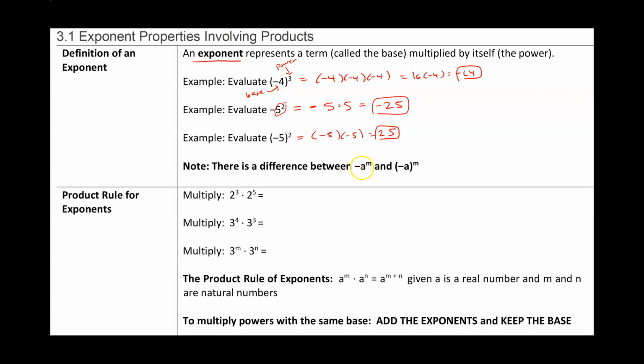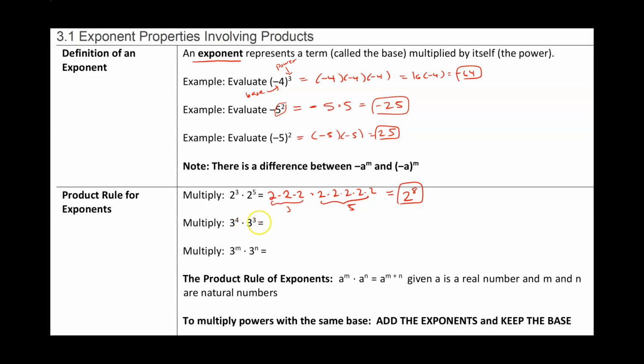So there is a difference between negative a to the m when there's no parentheses as opposed to when there is a parentheses. Okay, now let's take a look at the product rule for exponents, but to do that, let's first start with 2 cubed times 2 to the 5th. So 2 cubed is 2 times 2 times 2. We have the base 2 multiplied 3 times. We have 2 to the 5th, so we have the base 2 multiplied 5 times. If you were to rewrite this, we have the base 2 multiplied 1, 2, 3, 4, 5, 6, 7, 8 times, and this will be 2 to the 8th power.